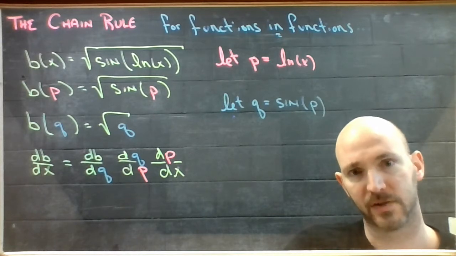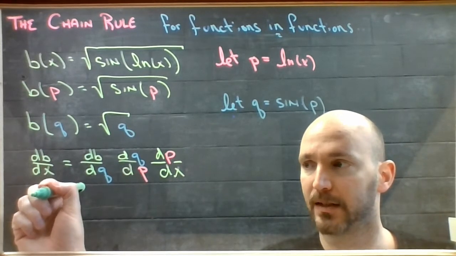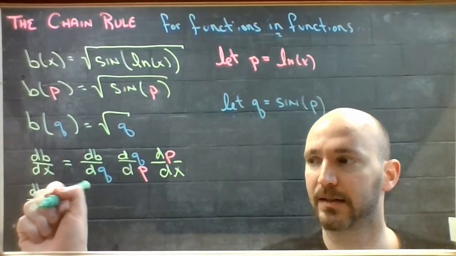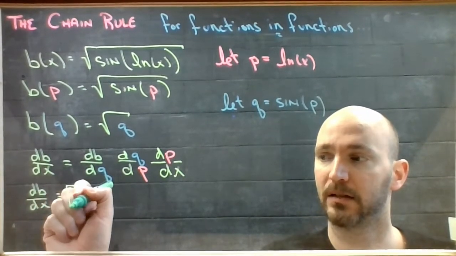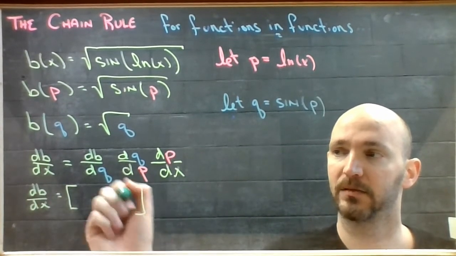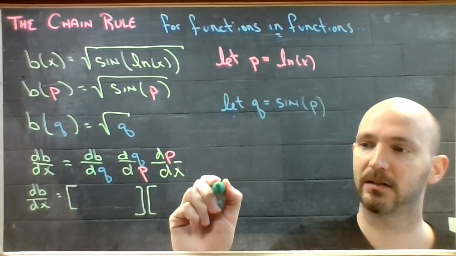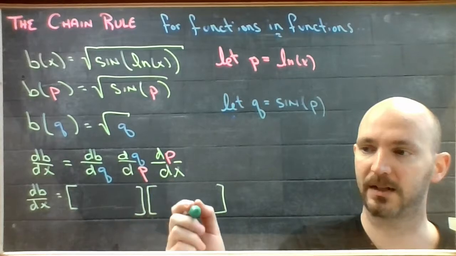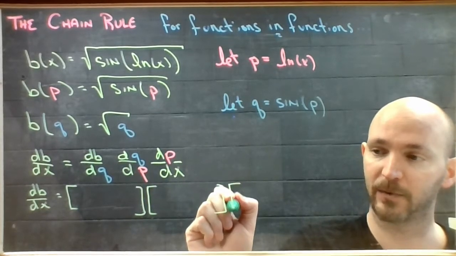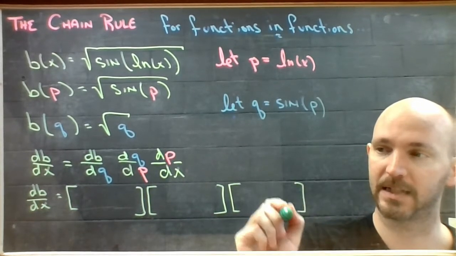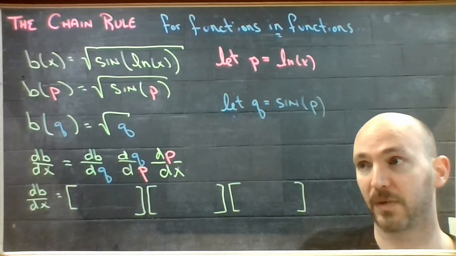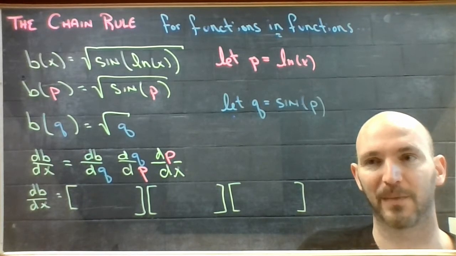So I'm going to just sort of write that out then. dB by dx is going to be this piece here, dB by dq, and then this piece here, dq by dp, and then this piece here, which is dp by dx. So I just have to go back through my list of garbage and figure out what that is.